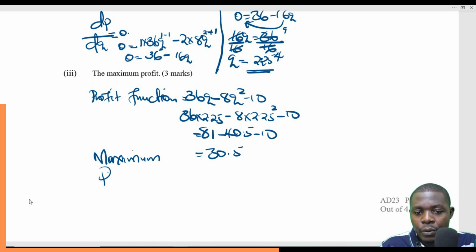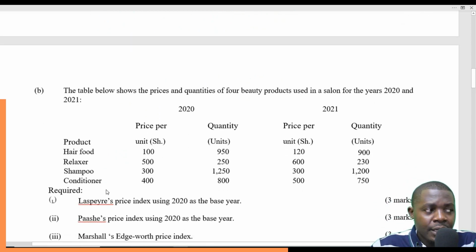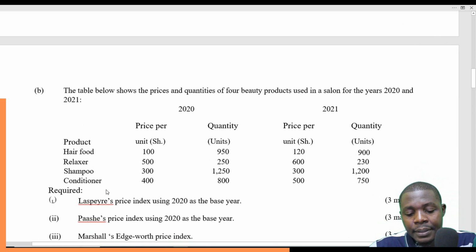Maximum profit as 30.5. You get yourself 3 marks. Then we have part B. Part B is talking of index number.